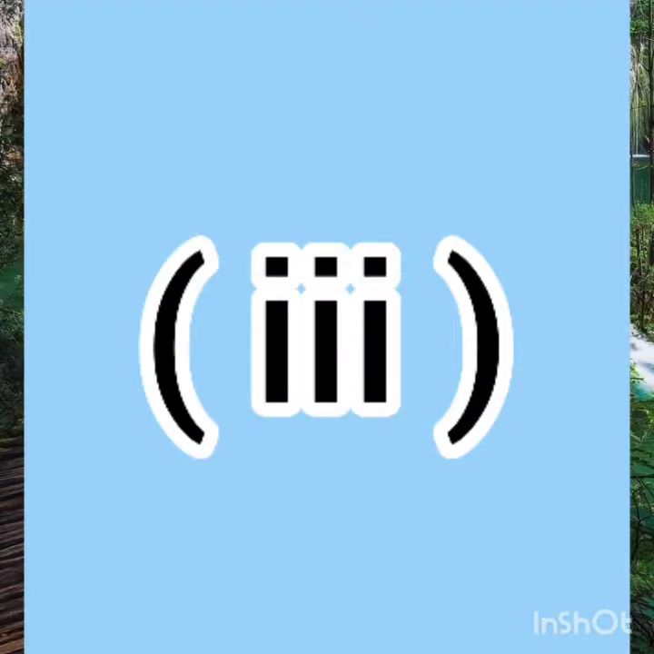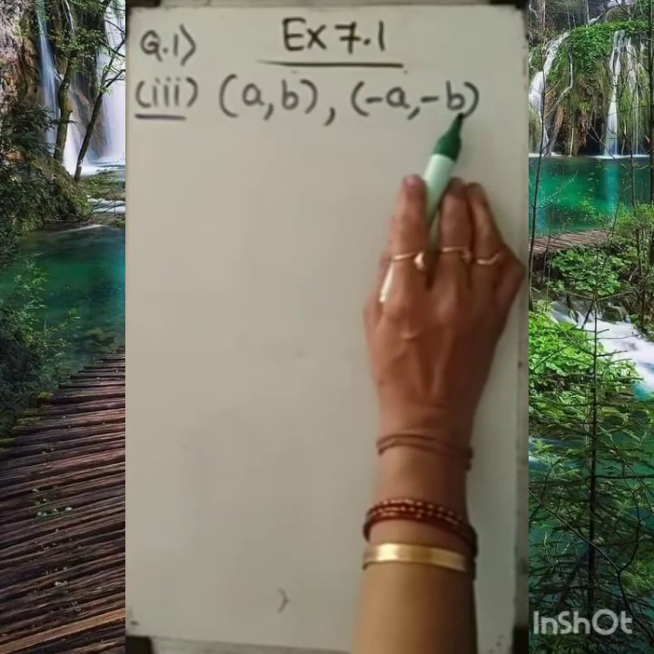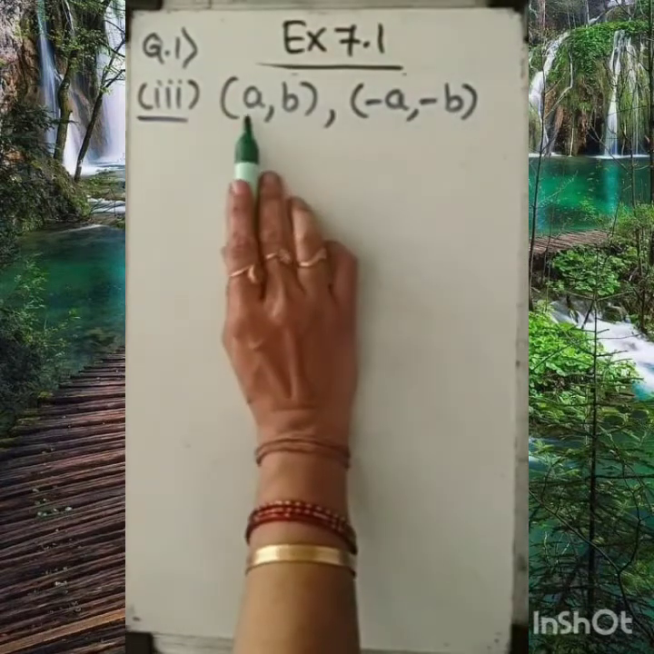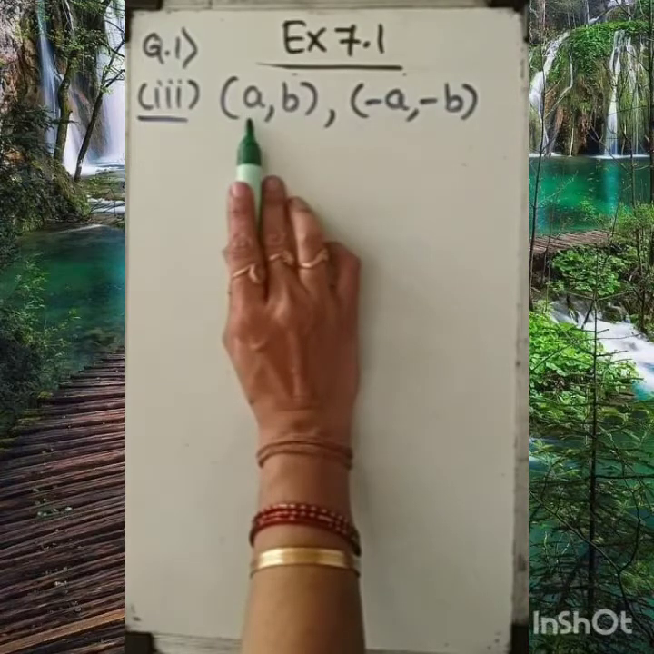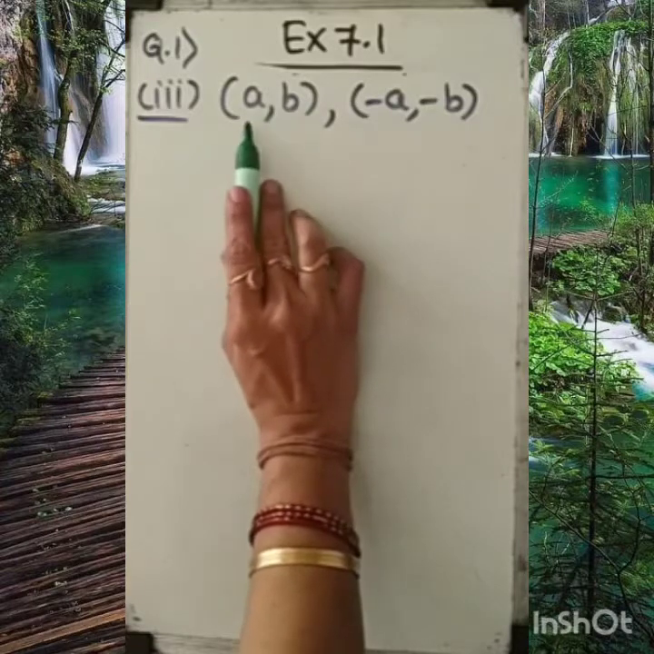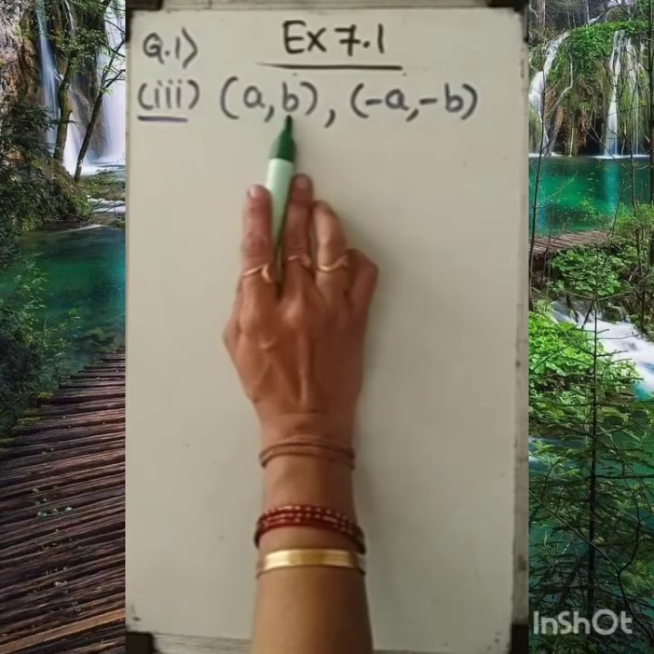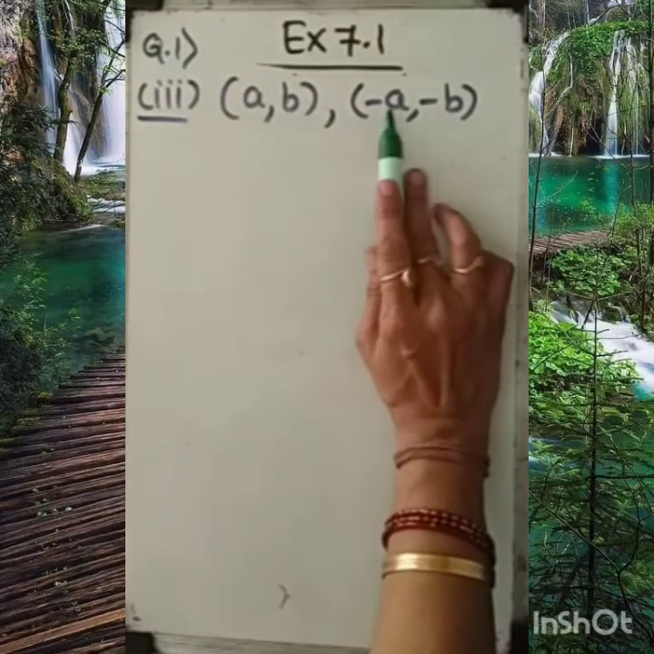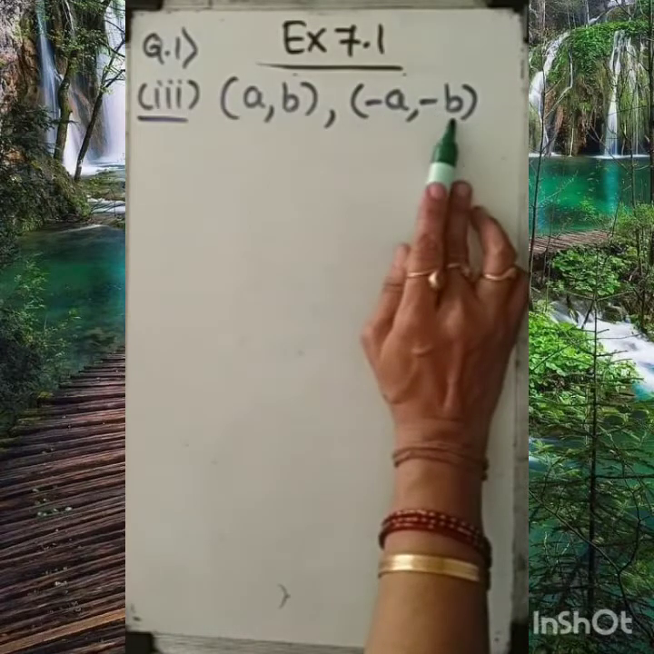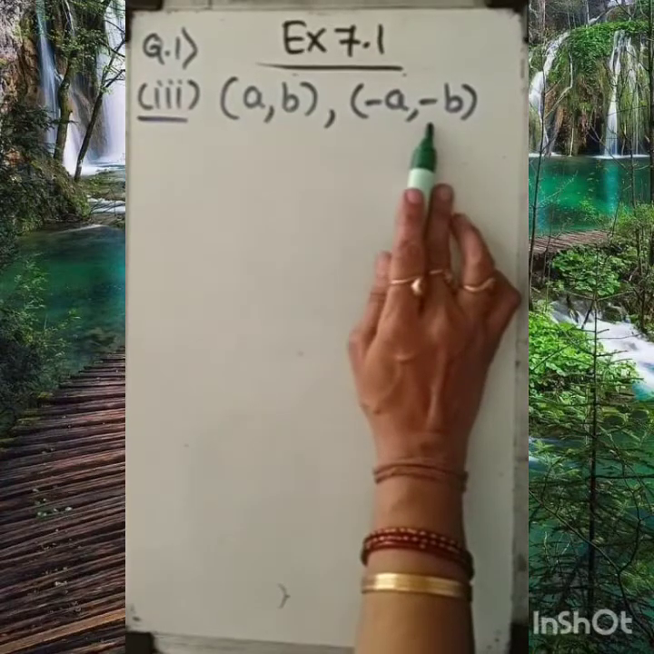So my dear student, question 1, it's the third part. We are given (a, b) and (−a, −b). This time you do have a good idea about the Cartesian plane, the quadrants and the coordinates of each and every quadrant. As both of these coordinates are positive, they must lie in the first quadrant. Here both of these are negative, so it lies in the third quadrant. So we have to find the distance from the first quadrant to the third quadrant.